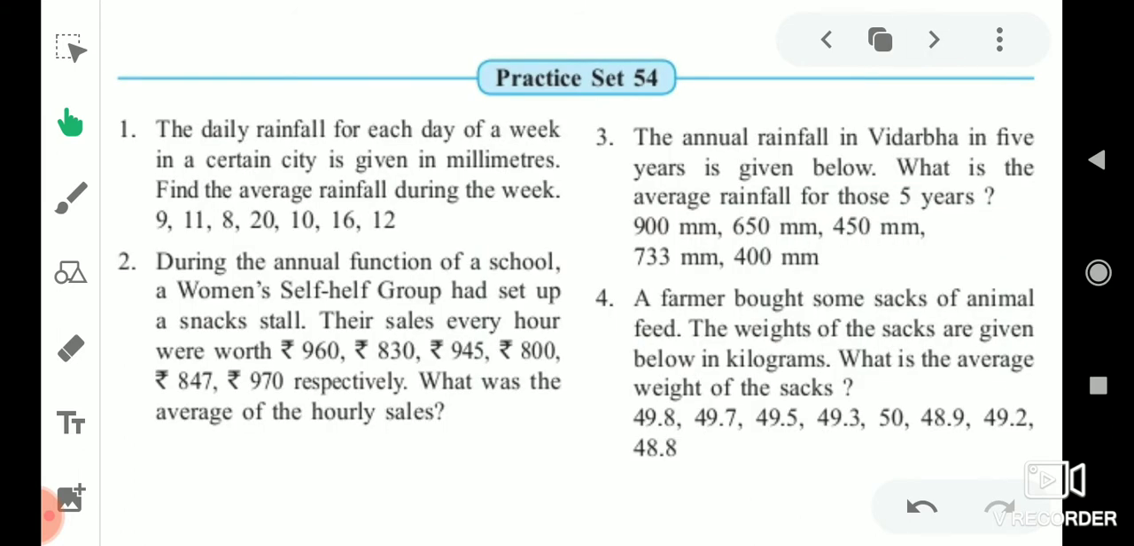Let's see the exercise 54. The daily rainfall for each day of a week in a certain city is given in millimeters. Find the average rainfall during the week.